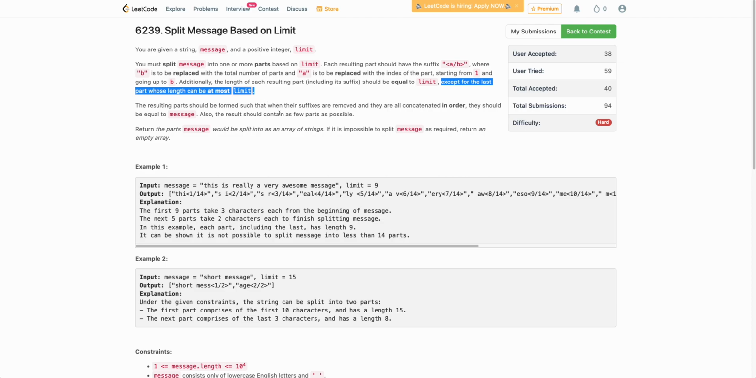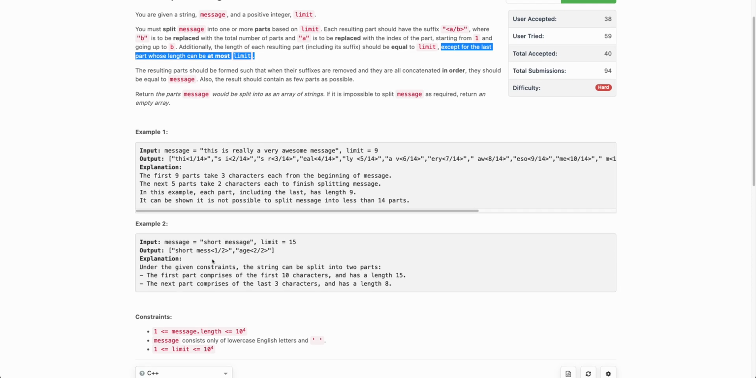Finally, the third constraint is that you have to split the message such that the number of parts is minimized. Okay, so let's take an example. Let's say this is your message, short message, and limit is 15. So you divide it into two parts. The first one would contain short MESS and the second one would contain AGE.